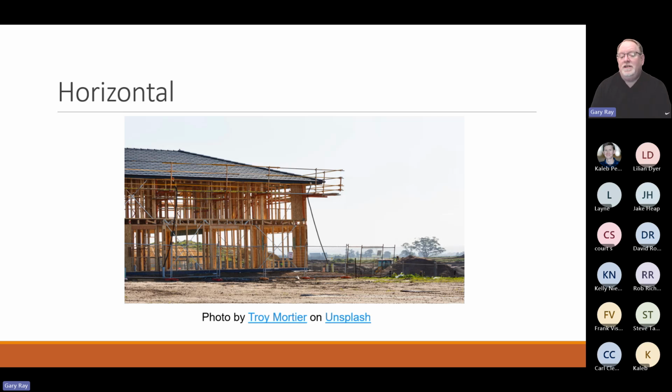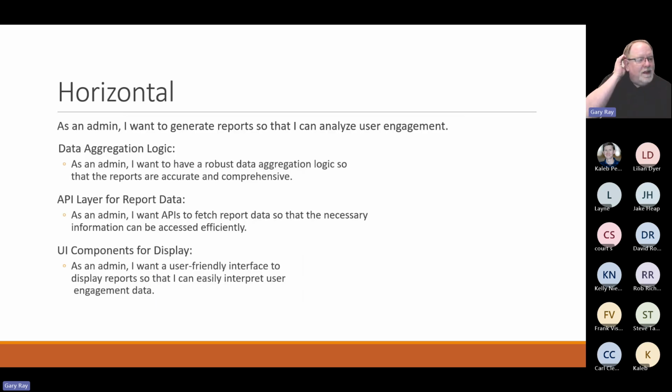In life or death situations, doing big design up front may be appropriate. You may be tempted to feel like the only way to split your stories is horizontally. You end up with stories like this. We split a report generation story along: As an admin, I want to have robust data aggregation logic so the reports are accurate and comprehensive. I want an API to fetch the report data. I want a user-friendly interface to display the reports.